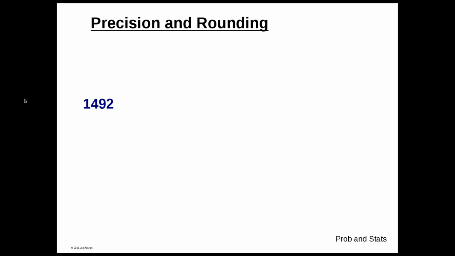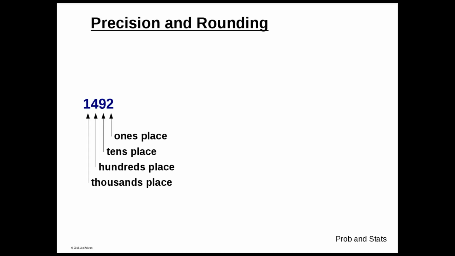In the number system that we use, the position of the digits in the number represent place values that change the value of the actual number. For example, in this number, 1,492, we have a 2 in the ones place, a 9 in the tens place, a 4 in the hundreds place, and a 1 in the thousands place.